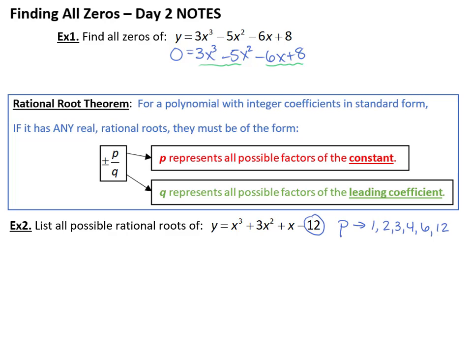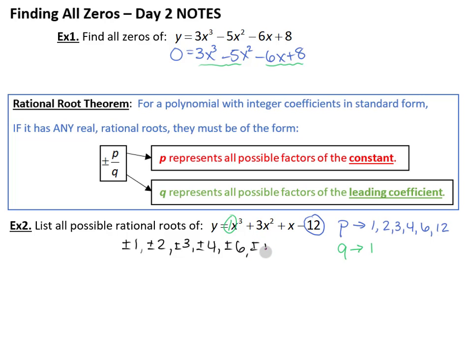Well, luckily for us, when we go to list out q here, our leading coefficient is just 1. So all possible factors of 1 is just 1. So when we go to do our plus or minus p over q, we're going to do every possible p over every possible q. So I like to write the values of p on the top, which just reminds me how to set up these fractions. So we'd have plus or minus 1 over 1, which is just 1. Plus or minus 2 over 1, which is just 2. Right? Plus or minus 3 over 1, plus or minus 4 over 1, 6 over 1, and 12 over 1. And hopefully you can see, of course, we're just going to get plus or minus all of these whole numbers.